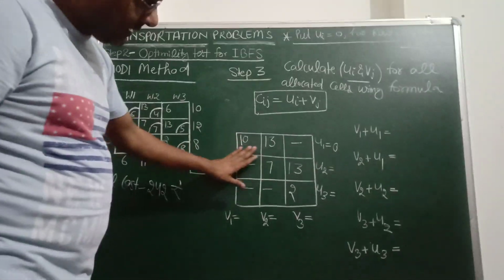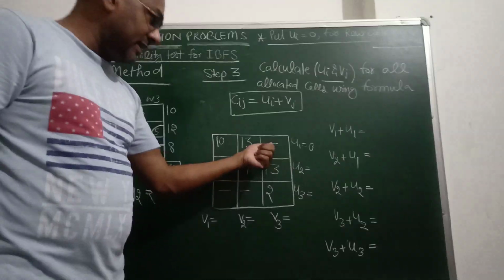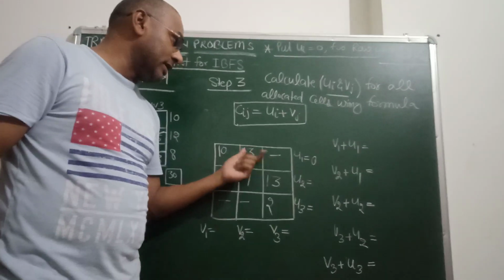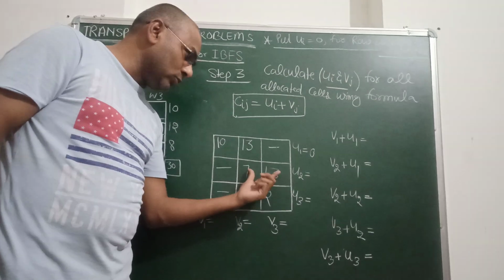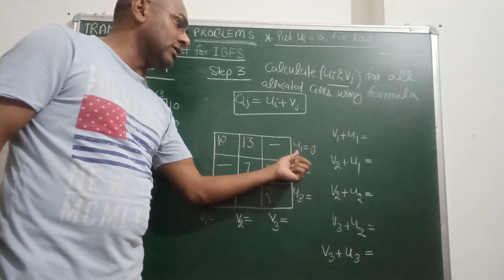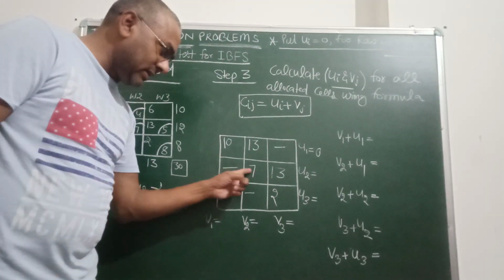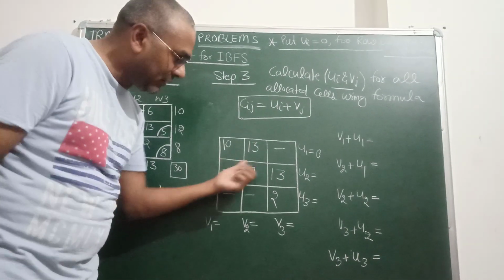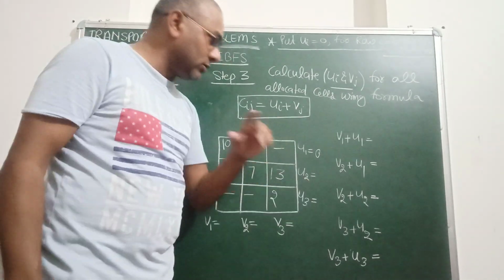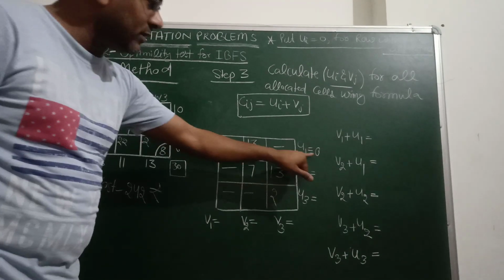If there are more than 2 allocations, suppose there is one more allocation, so the number of allocations in this row is 3, here 2, here 1, then we have to put u1 equal to 0. If there is one more allocation here, then the number of allocations in this row becomes 3, and then we have to choose u2 as equal to 0. So initially we are selecting u1 equal to 0.